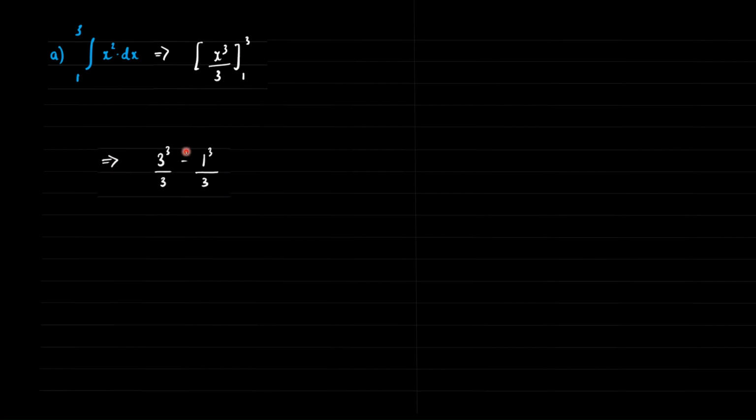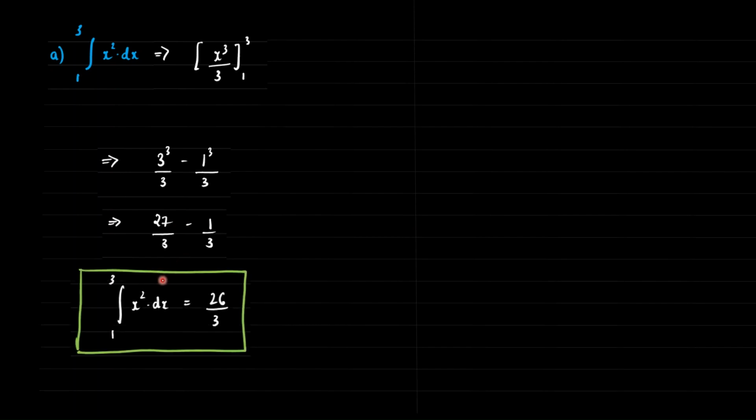When I substitute the value of 3, it will be 3 raised to the power of 3 over 3 minus 1 raised to the power of 3 over 3. So when I simplify, it is going to be 27 over 3 minus 1 over 3. So the final value is going to be equal to 26 over 3. The integral of x squared with respect to dx from 1 to 3 is going to be 26 over 3. Let's move on to the next one. Integral of root x with respect to dx from 0 to 25.